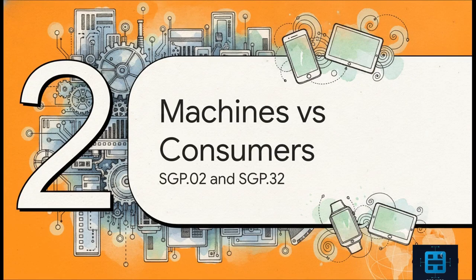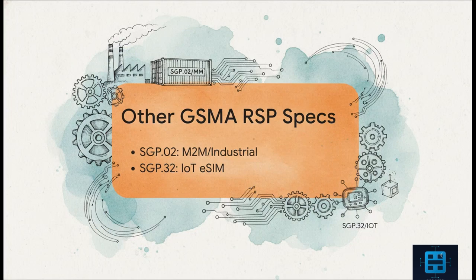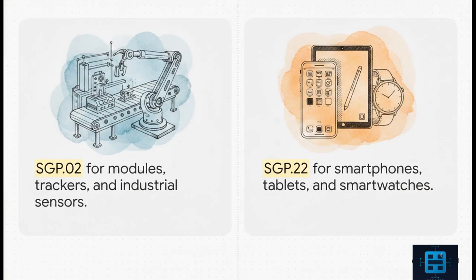Moving on to Section 2, Machines versus Consumers. SGP.22 doesn't exist in a vacuum. It sits right alongside a couple of other key GSMA specifications. There's SGP.02, which was designed for industrial machine-to-machine communication, and then the much newer SGP.32, which is built for simpler, highly constrained IoT devices. And looking at this really illustrates the macro difference here.